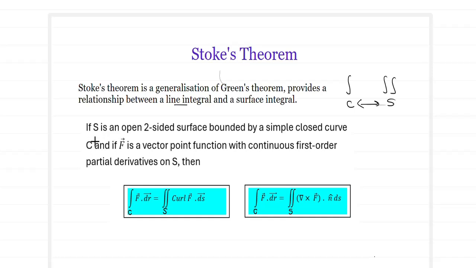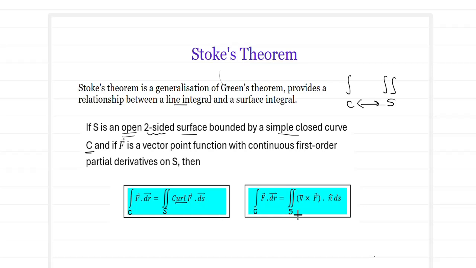So, the statement is, let S be an open, two-sided surface which is bounded by a simple closed curve C. F vector is a vector point function which has continuous first order partial derivatives on the surface S. Then the integral over C of F vector dot dr vector is the double integral over S of curl F dot ds vector.